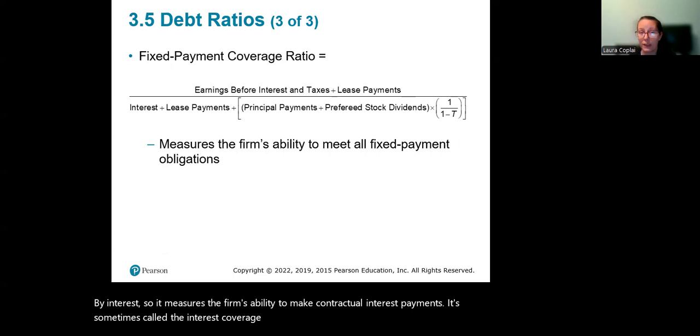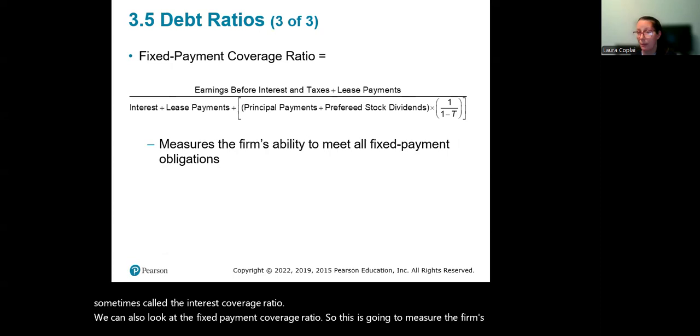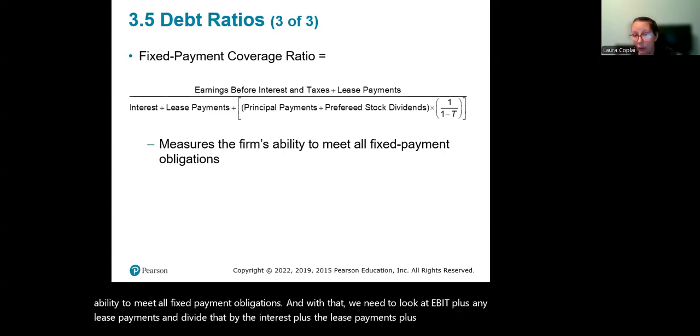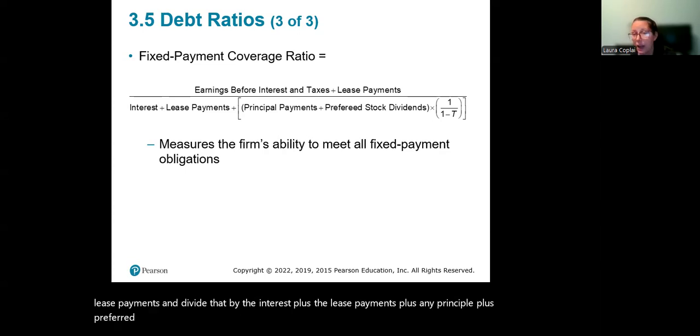We can also look at the fixed payment coverage ratio. This measures the firm's ability to meet all fixed payment obligations. With that, we need to look at EBIT plus any lease payments and divide that by the interest plus the lease payments plus any principal plus preferred stock dividends. And there's a calculation where we take the principal and preferred dividends and multiply them by 1 divided by 1 minus T, where T is the tax rate.